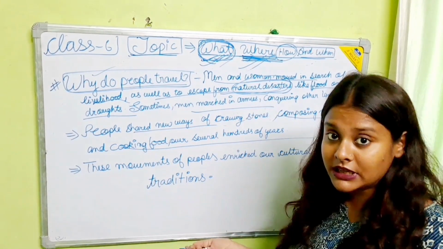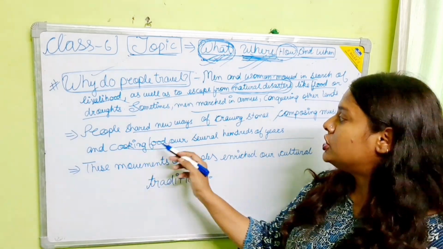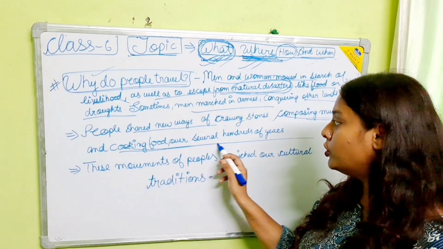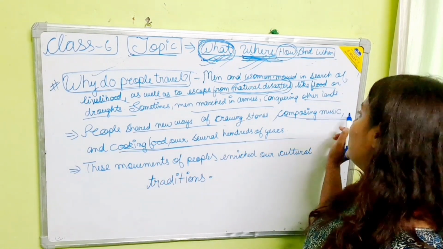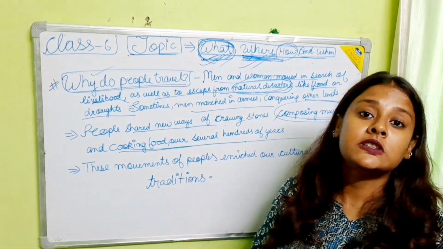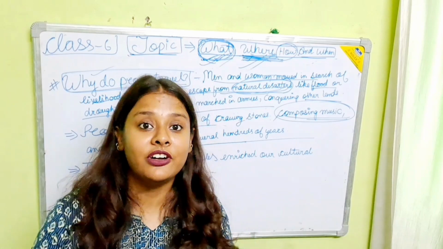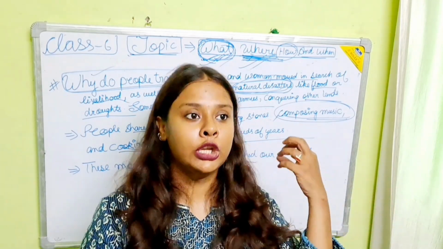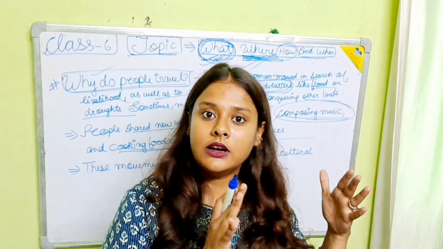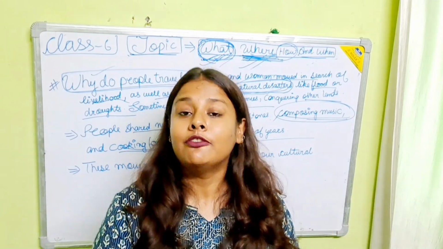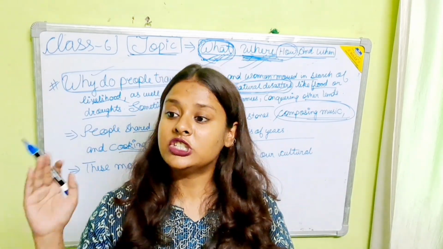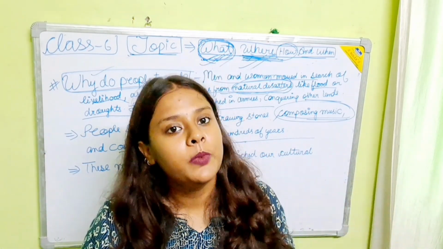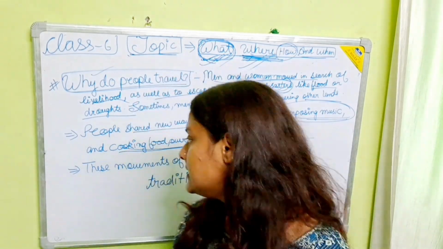Sometimes men marched in armies conquering other lands. People shared new ways of carving stones, composing music and cooking food over several hundred years. As I have told you, this composing of music and change of occupation from hunting, gathering and agriculture to musicians and dancers occurred in the Neolithic age, because people started sedentary settlements and had surplus food which they stored in granaries. So they started shifting towards more occupations such as musicians and dancers.